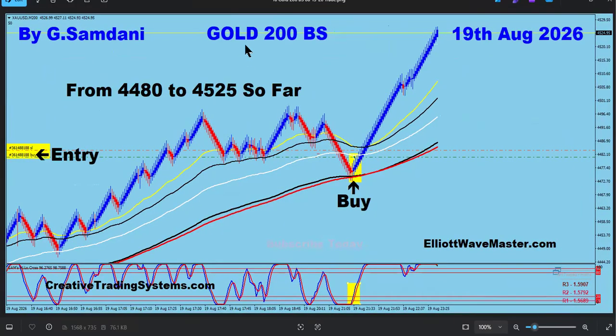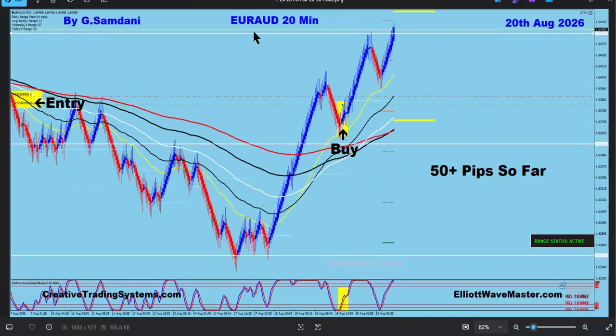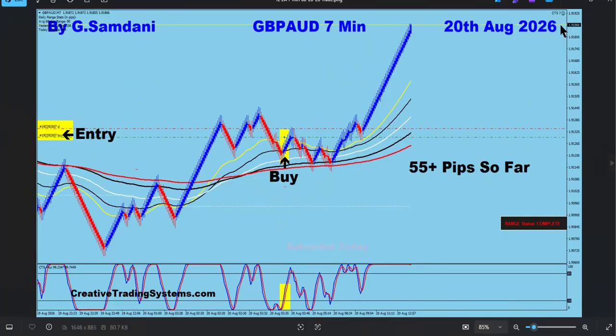This one gold. Now gold is also flying to the upside big time. So this is one of the trades here on the 19th, from 44.80 to 45.25. This one is Euro Aussie going to the upside here for 50 pip. All these trades are taken by the CTS expert advisor, the robot.